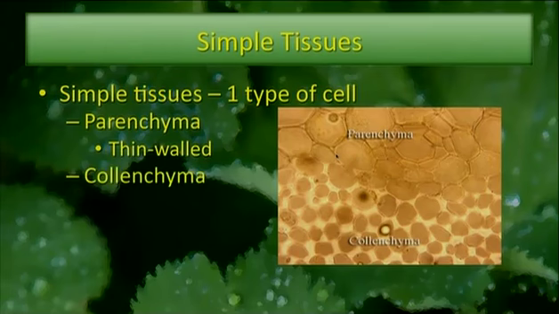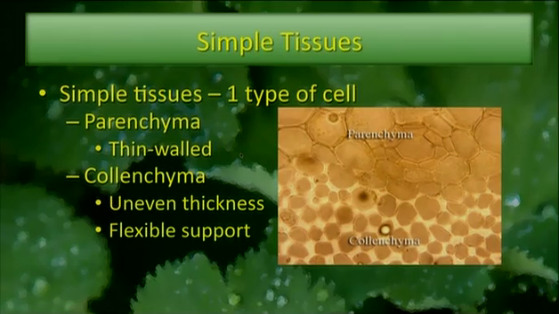Another kind of simple tissue is collenchyma. Collenchyma generally is just beneath the epidermis of the plant. These collenchyma cells have uneven thicknesses. So here's the lumen of the cell, and these are the cell walls, and the cell walls have uneven thickness because of the way the cell grows. Both parenchyma and collenchyma are the result of primary growth. Collenchyma allows for flexible support. A good example of collenchyma are the strings in celery.